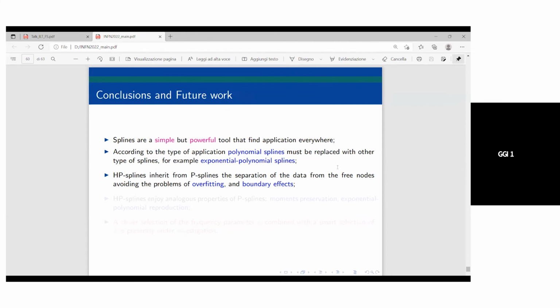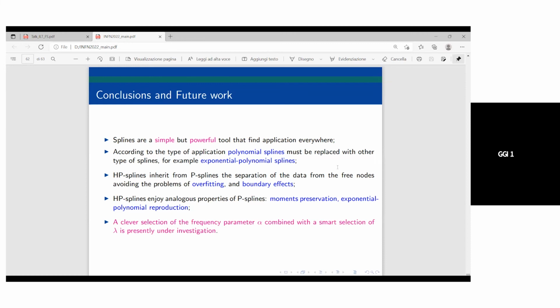You do not end up getting overfitting or boundary effects, and you also have exponential moment preservation, which is important. The only drawback, or open problem, is how, given a set of data, you select both the smoothing parameter and the frequency parameter. For the smoothing parameter, I already told you that there are classical methods. For the frequency parameter, we are now proposing a numerical method based on linear algebra that allows a very good selection of alpha.